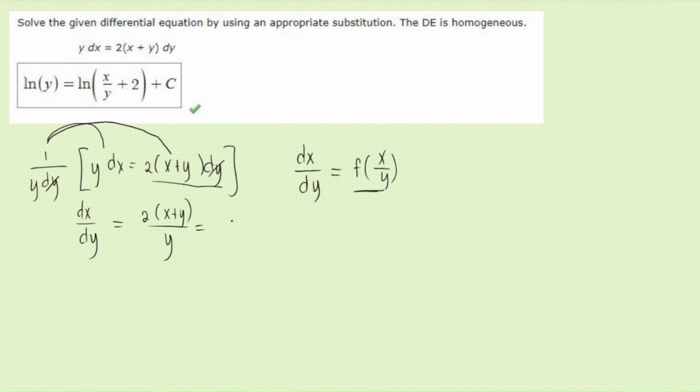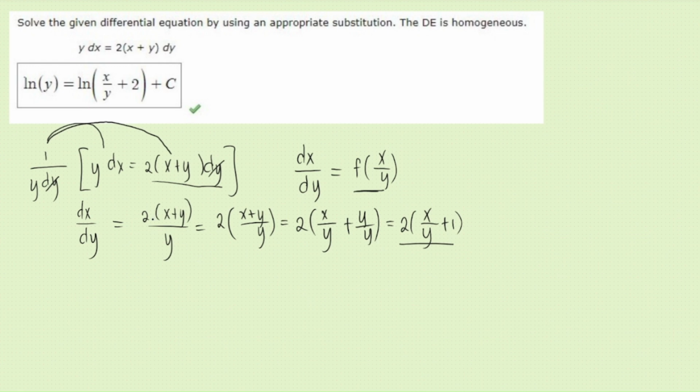And how do we do that? We separate (x plus y) over y. This can be decomposed into x over y plus y over y. Y over y is just 1, so we can actually make this 2 times (x over y plus 1). See, we now have a function in terms of x over y.